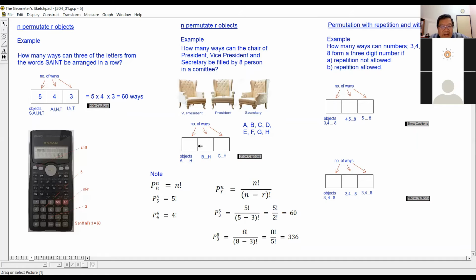This one is the place. Okay, this is the place, not this. This is the number of places. One chair, two chairs, three chairs. How many people can sit on the first chair here? The first chair. Eight, correct.